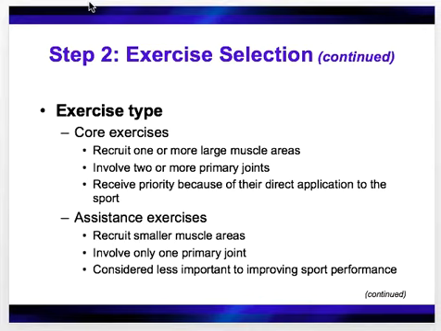It's going to involve 2 or more primary joints, and receive priority because of their direct application to what you are training for, whether that be a sport, whether that be for weight loss, whether that be for any other goal that you have in mind. Assistant exercises are going to recruit smaller muscle areas. Normally it's going to involve only one primary joint. You may hear this as isolation or isolating a muscle, and it's considered less important to improving actual sport performance.